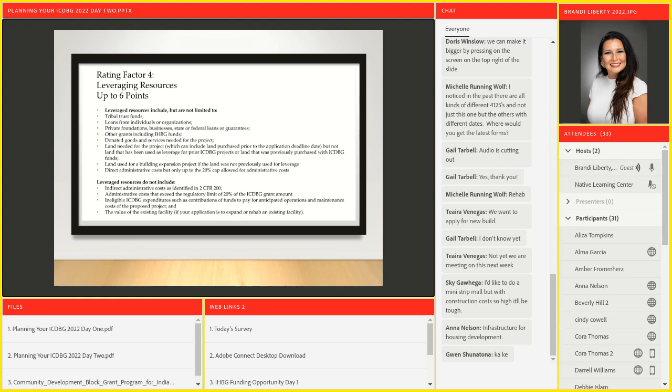Things such as tribal government funds, loans from individuals or organizations, private foundations, businesses, and state or federal loans like an IHBG Title VI or other types of guarantees. Other federal grants permitted by the statute, including any IHBG funds. Any donated goods and services that are needed for the project. That's a good way to not have to put your own cost in there.